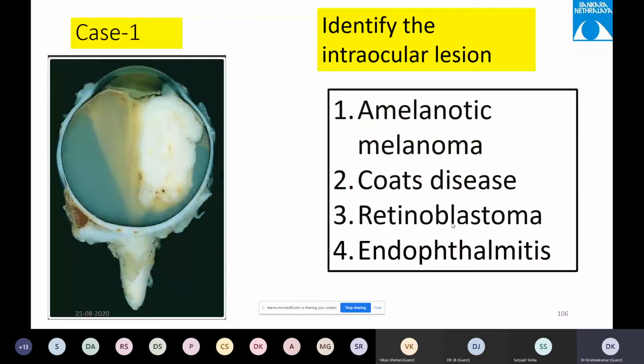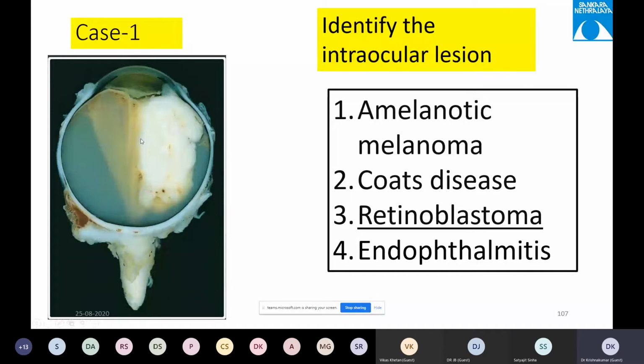And what is this? This is an eyeball which has been cut. What is this intraocular lesion? You find the cornea, you find the optic nerve here. Is it amelanotic melanoma, Coats disease, retinoblastoma, endophthalmitis? This will always be a common exam question in the DNB or DO. They may show you a photograph like this and ask what you think this is. This is retinoblastoma. Yes, you are all correct. Chalky whitish lesion arising from the retina, and the retina showing detachment.